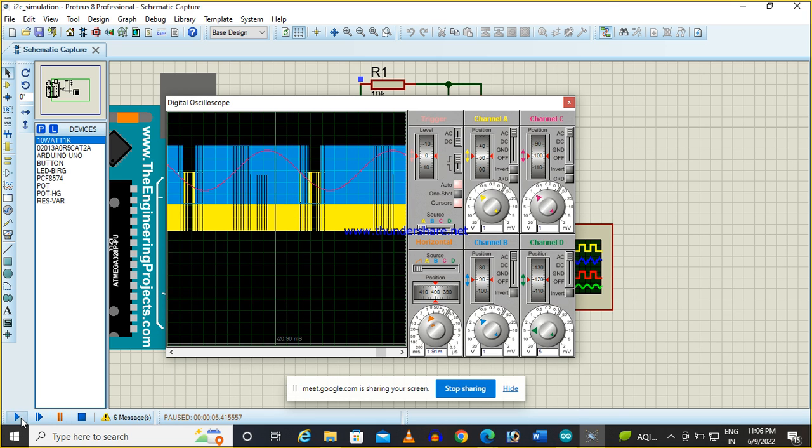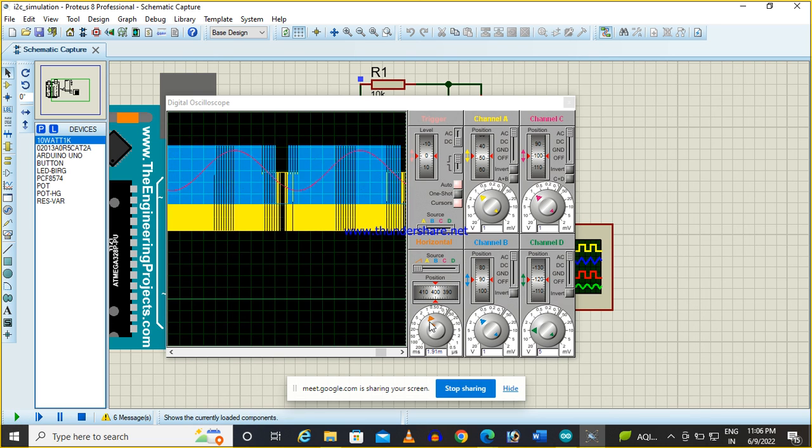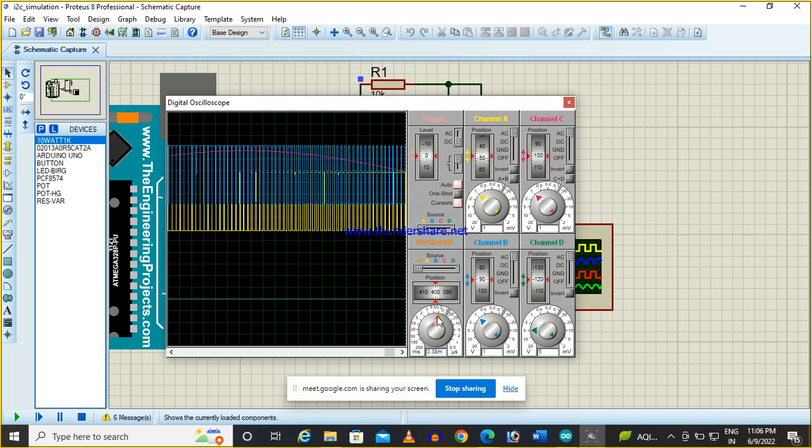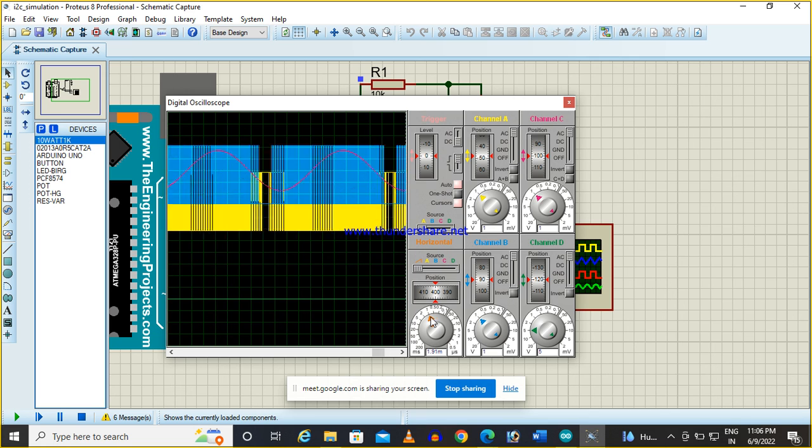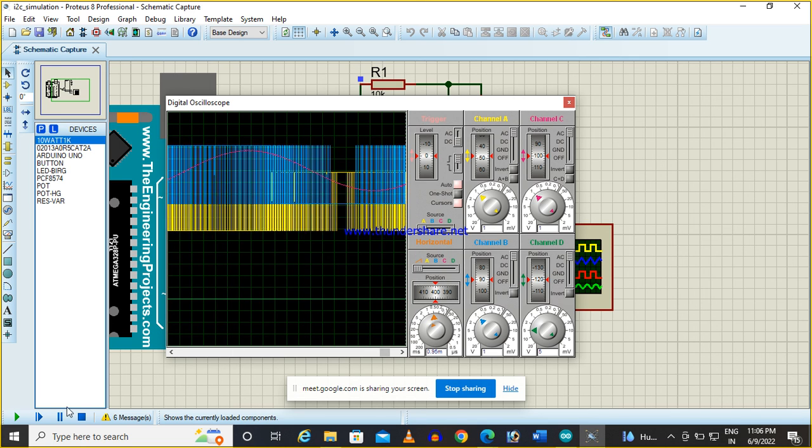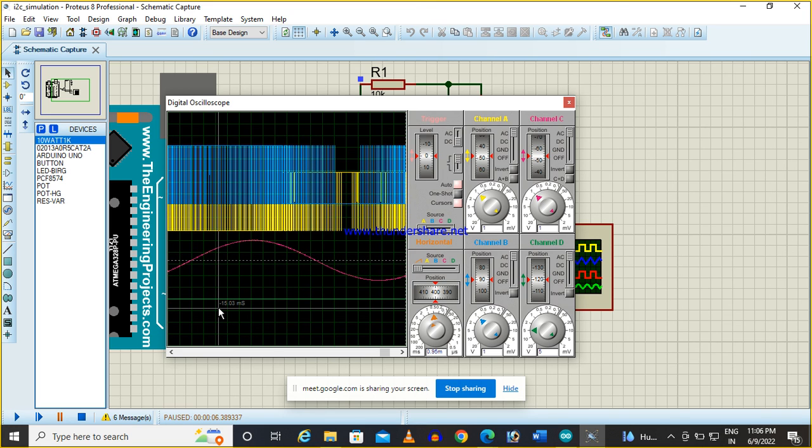Let us slightly extend further. You see this pink color, basically when the load will be there at the output, the inverter output will be filtered out and we will be getting the output like this.